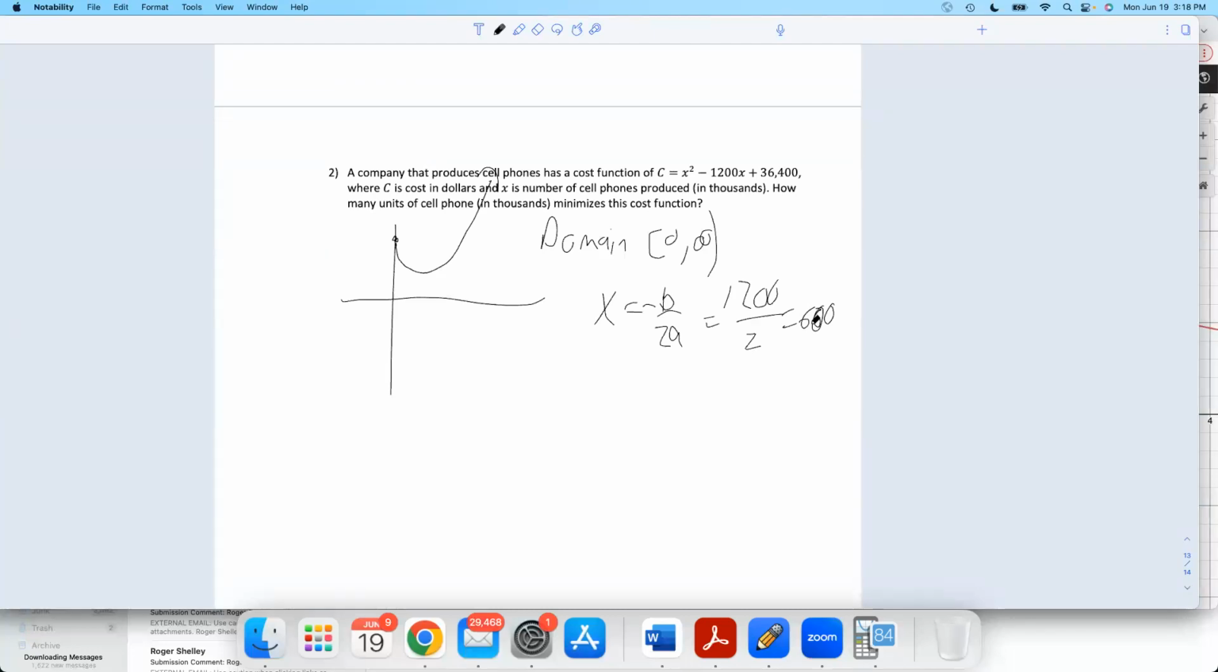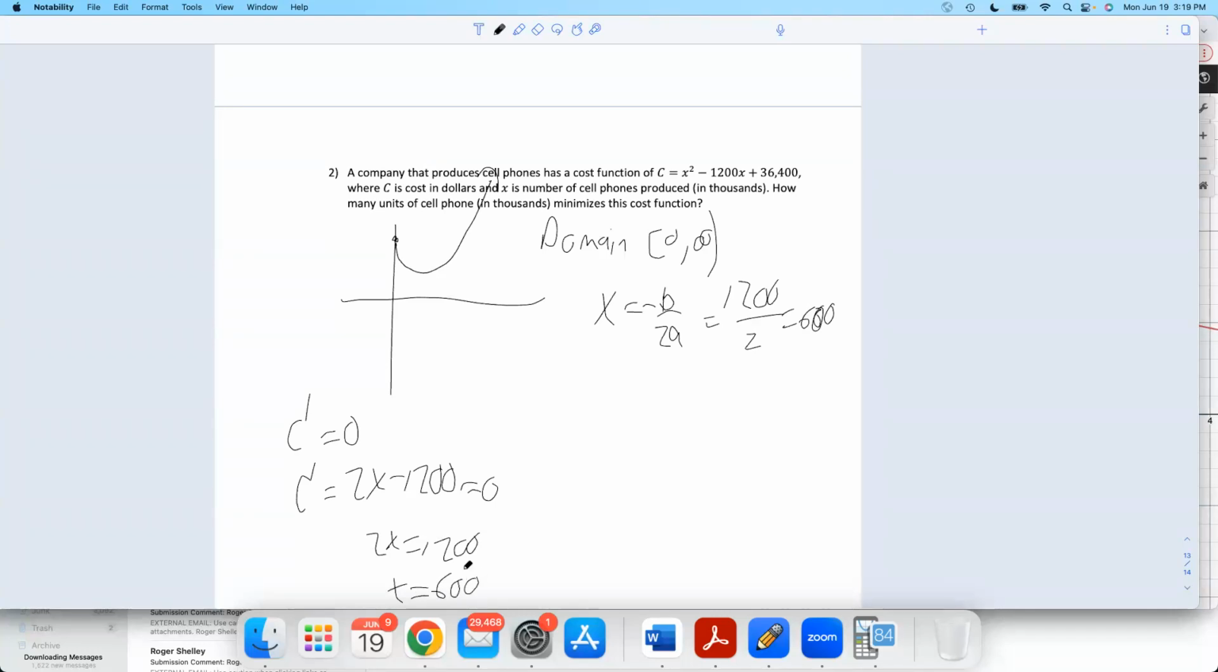Let's do it using calculus. We know minima occur at critical values. Those are when the derivative equals 0 or is undefined. This guy's derivative is always going to be defined. Let's find his derivative, 2x minus 1200. I wrote 12,000. Equals 0. 2x equals 1200. X is 600.